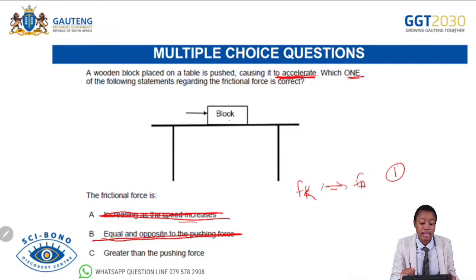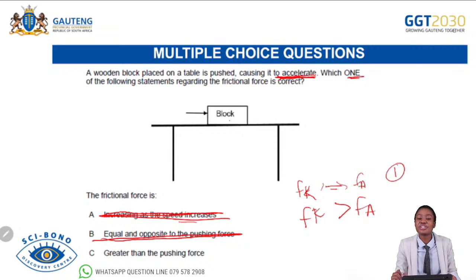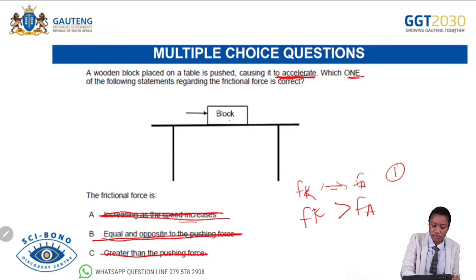The next one says greater than the pushing force. So the frictional force is greater than the pushing force. In this instance, Fk is greater than the force applied. The frictional force is greater than the force applied. Would the block accelerate? No, it wouldn't. So in this case, the frictional force is not greater.